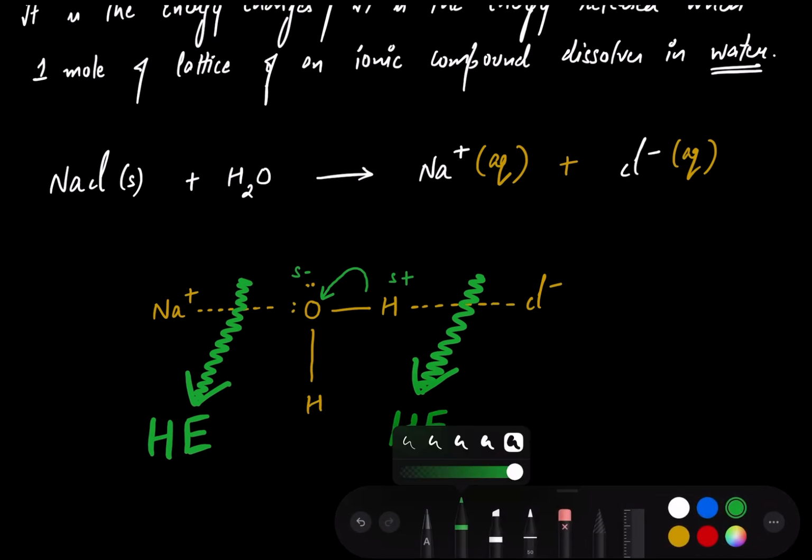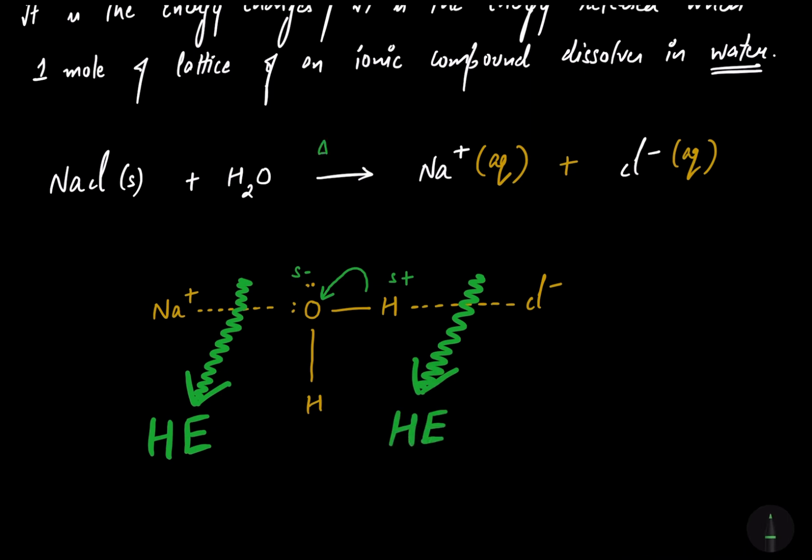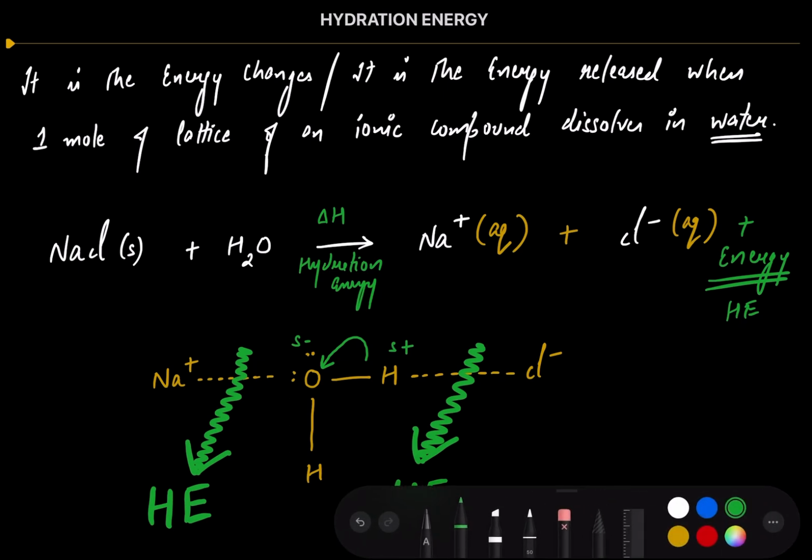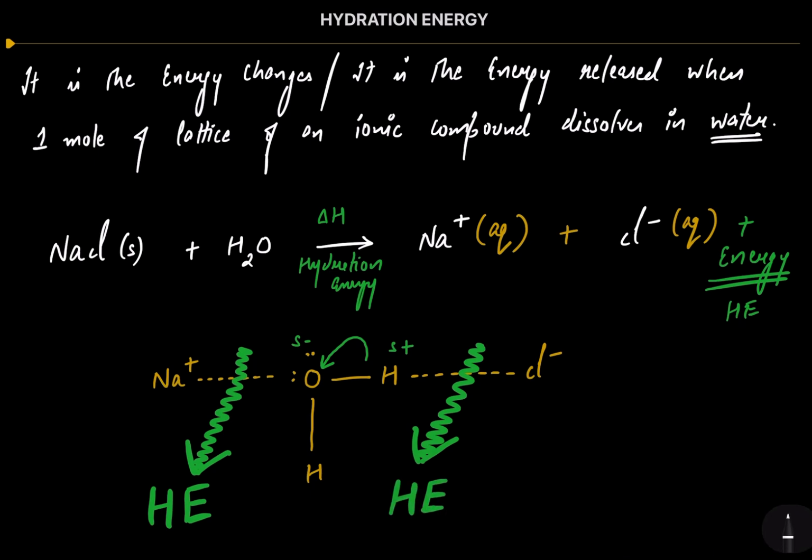So the enthalpy change for the above reaction, or the energy change for the above reaction, is called hydration energy. We need to write energy in the products as it is an exothermic reaction, and the amount of energy released is actually the hydration energy. So I hope you all got the concept of hydration energy. Now let's talk about the further points.